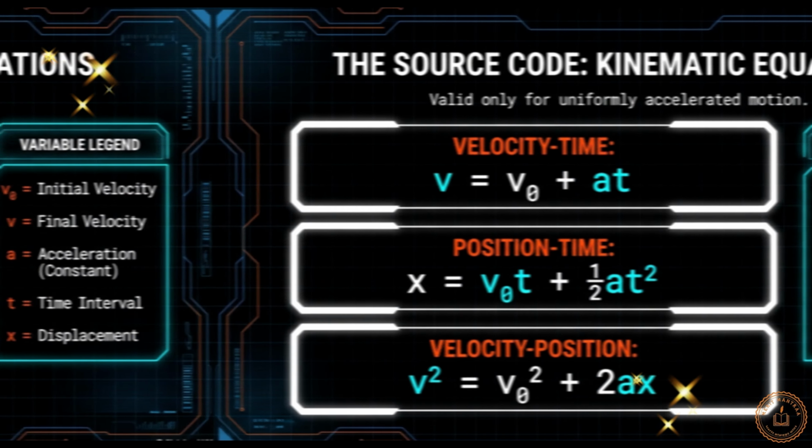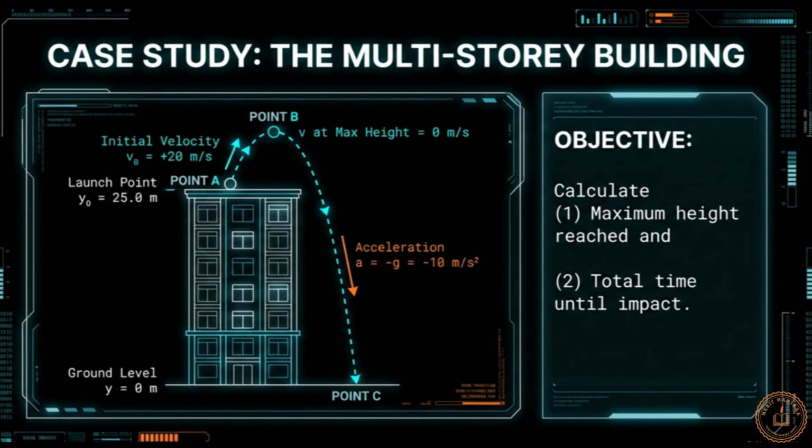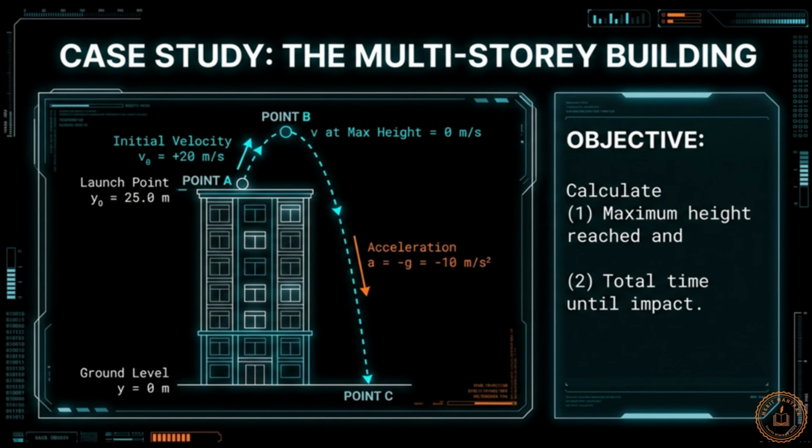Welcome to our case study, the trajectory test. Let's apply this source code to a real-world problem. Okay, here's the mission. We have an object, let's say a ball, thrown straight up at 20 meters per second from the top of a 25-meter tall building. Our job is to figure out 2 things. 1, how high does it go, its maximum height, and 2, how long is it in the air before it hits the ground, the total time of flight.